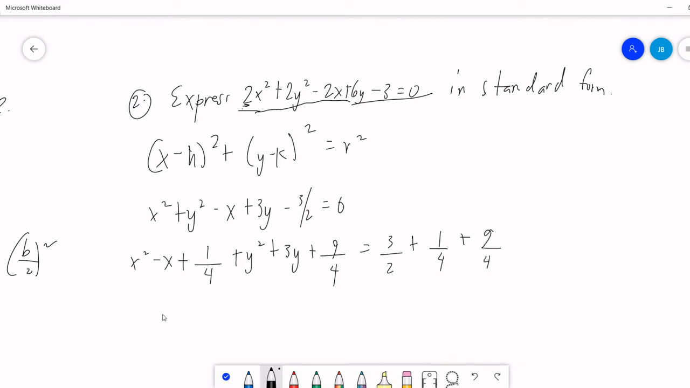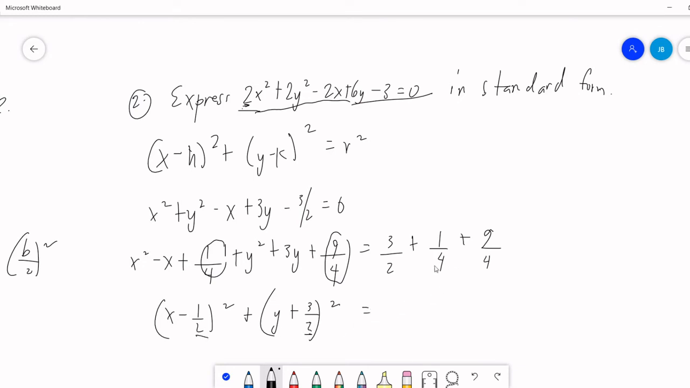Then you're going to factor. So that would be x minus 1 half squared plus y plus 3 halves squared. Okay? So, guys, remember that the square root of the term goes here. That is completing the square.